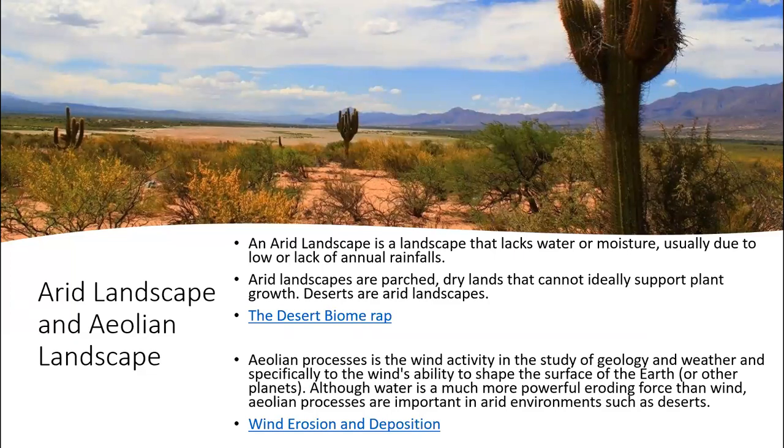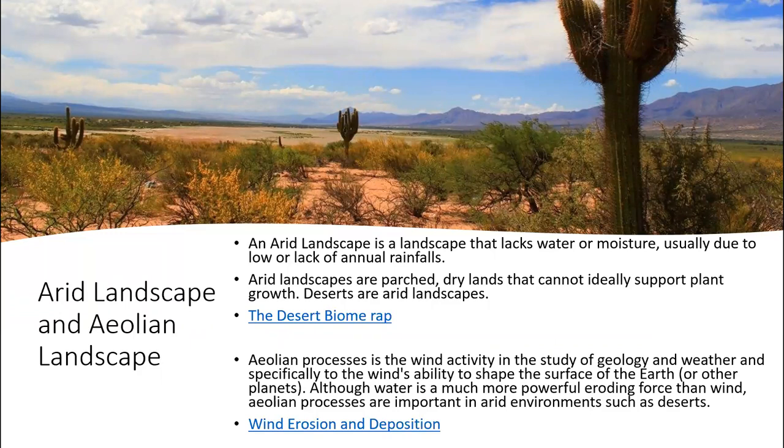And arid landscape and aeolian landscape. Those basically are dry areas and wind landscape. An arid landscape is a landscape that lacks water or moisture, usually due to low or lack of annual rainfall. So for some reason, there's not a lot of rain, or let's just say precipitation, because you can have a landscape that is a desert but in the north, where it's going to be snow, but that's beside the point. Arid landscapes are parched dry land that cannot ideally support plants.